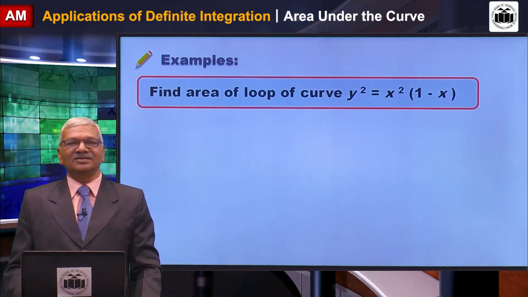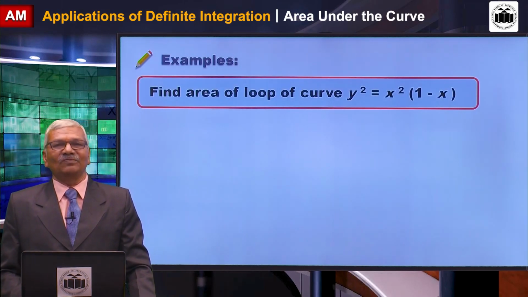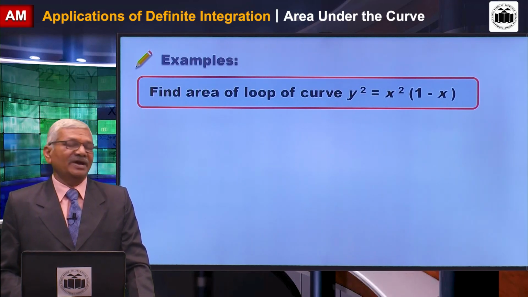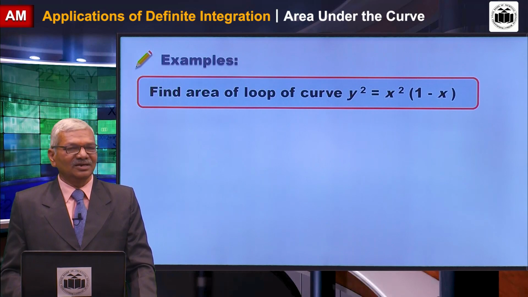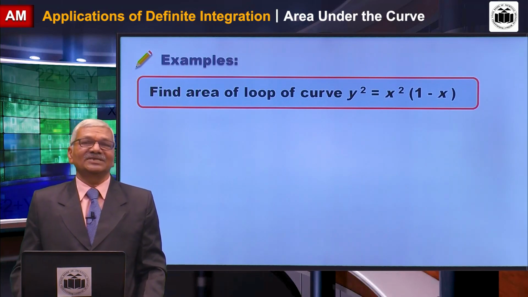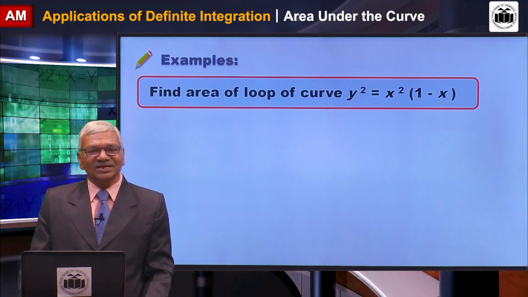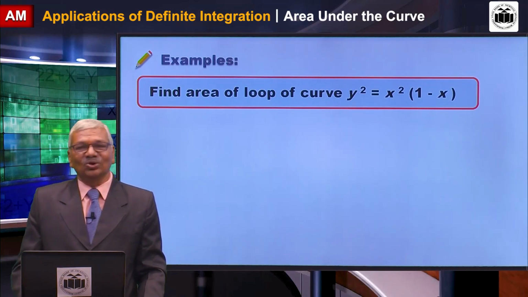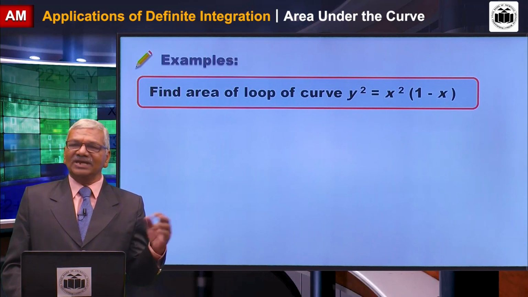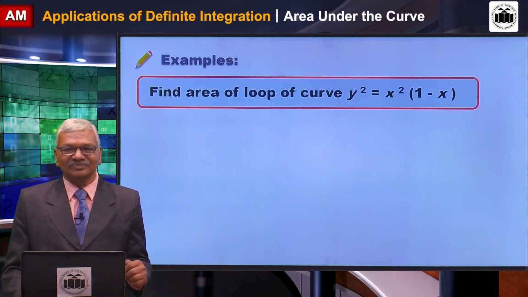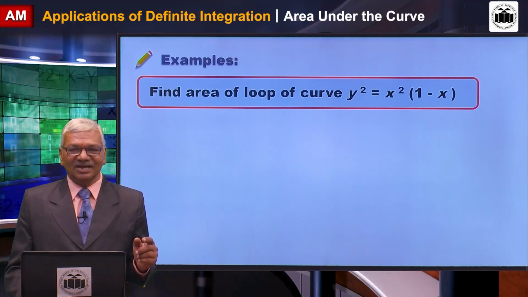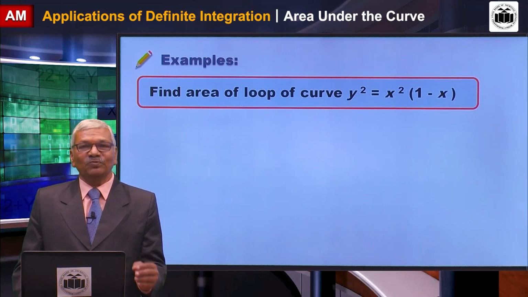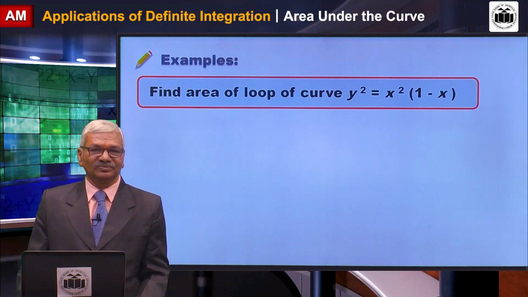And the example is: find area of loop of curve y square equals to x square into 1 minus x. Students, this is a different type of example. You know what is a loop? Right? Loop is a closed curve. What was the curve in the last example? Circle. It is a closed curve. Yes. So it is also a loop. So loop is a closed curve.